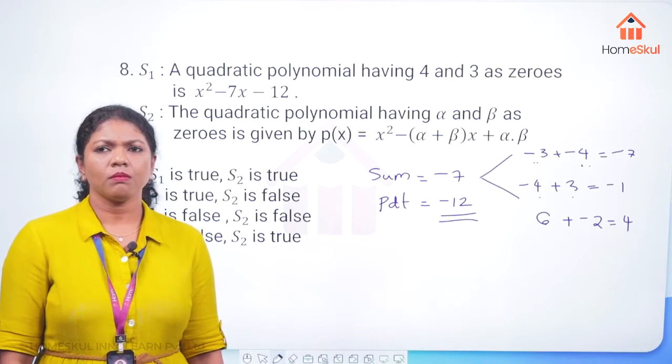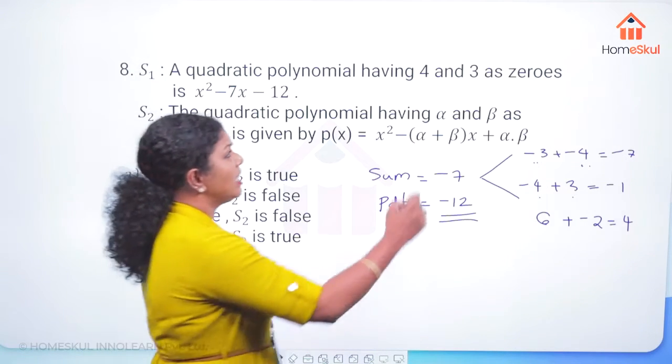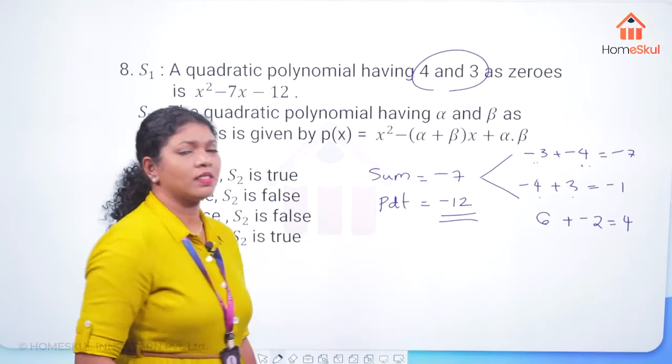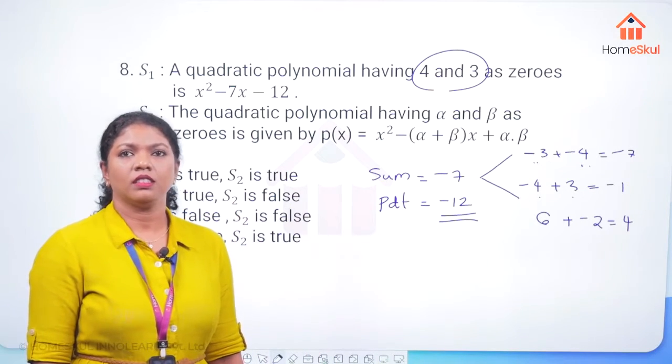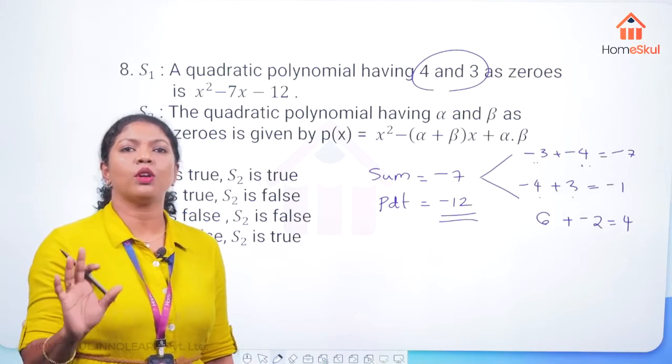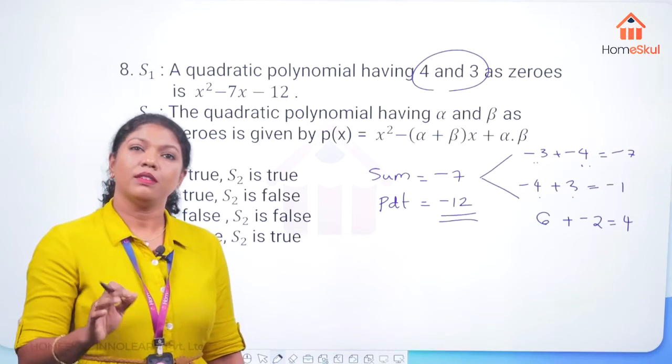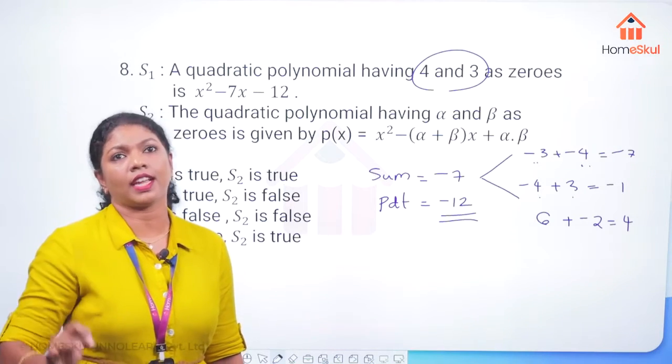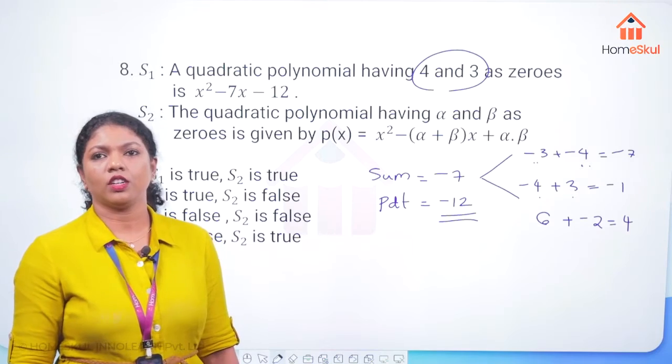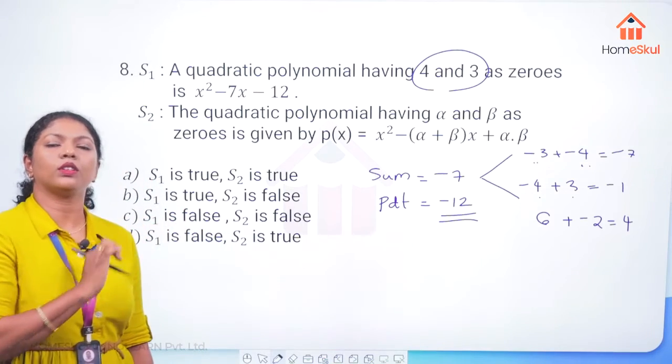So, are you able to find that 4 and 3 are the zeros? No, no. So, is the first statement true or what? That's what we need to find out. We don't have to waste our time finding the right roots. Understood? We just need to stick to the question only.